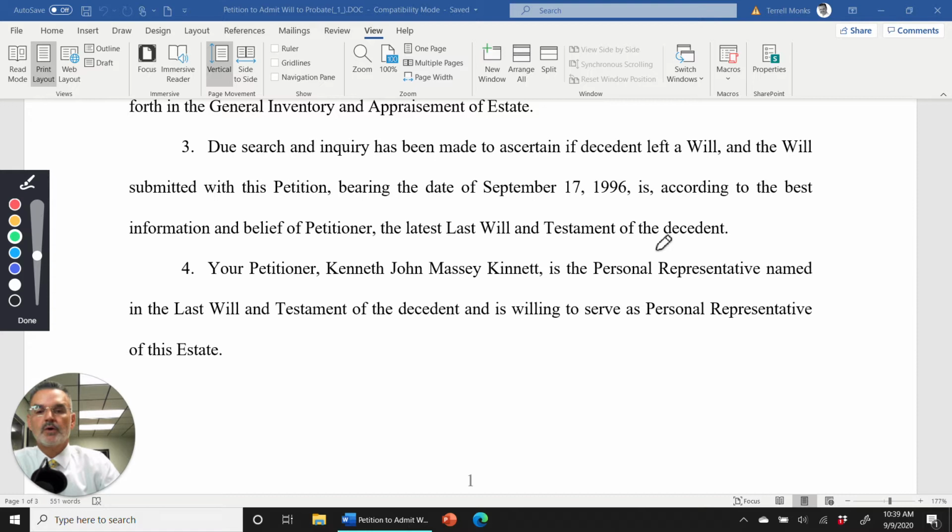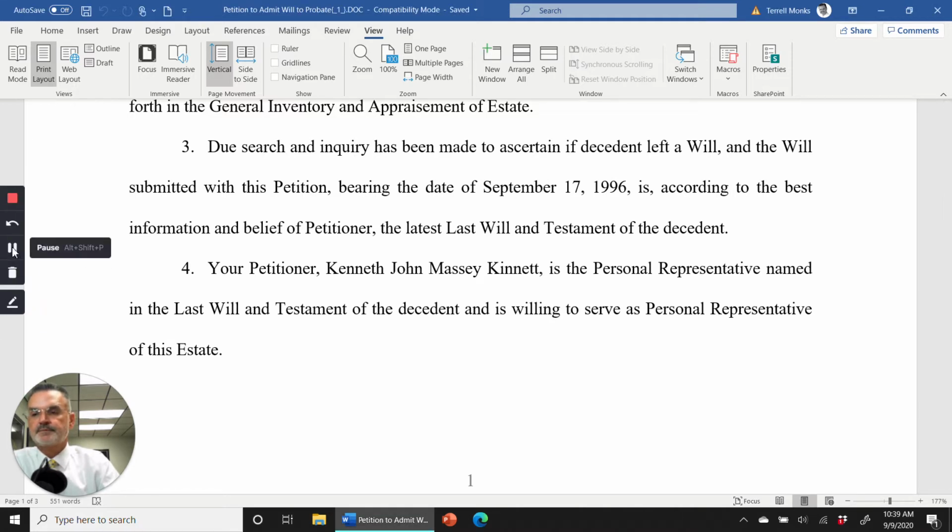Now, if you are uncertain as to whether the last will and testament that you have in hand is a valid one, maybe you would list both last wills and testaments here and then tell the court what you think should happen.